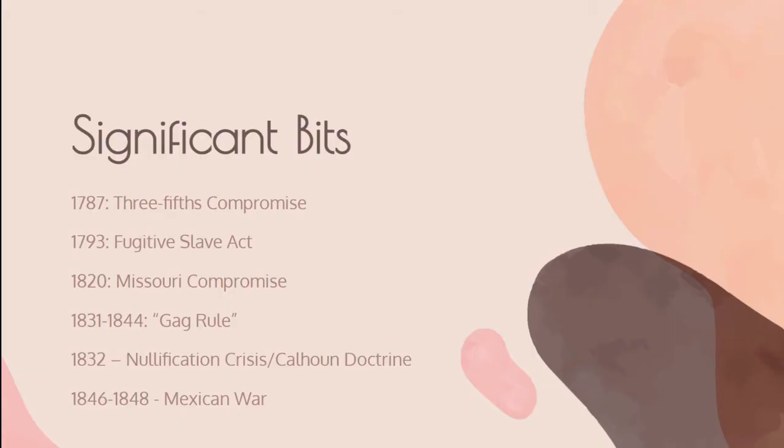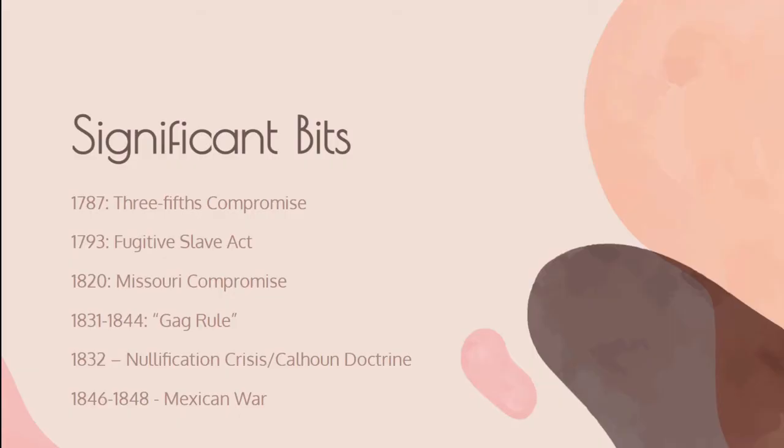In 1787, there was a 3/5 compromise, which was when they were trying to decide how population would be counted in states, and pro-slavery states had a lot of slaves. Yet they weren't really considered people, so they decided, hey, why not make them 3/5 of a person?